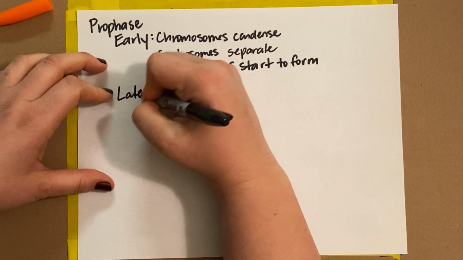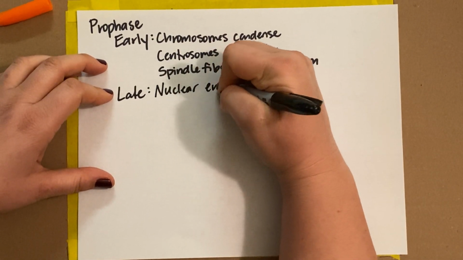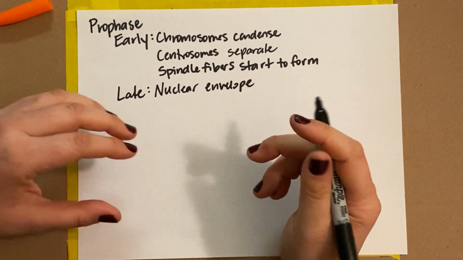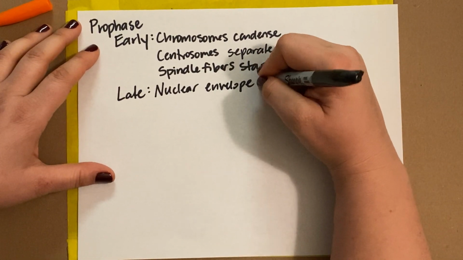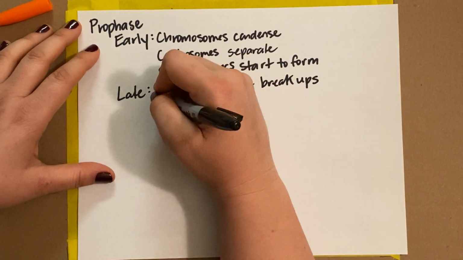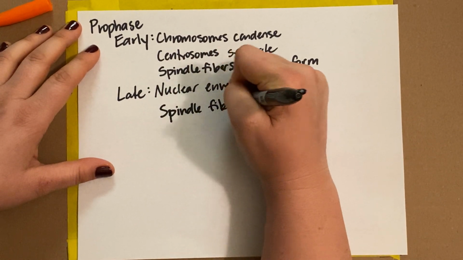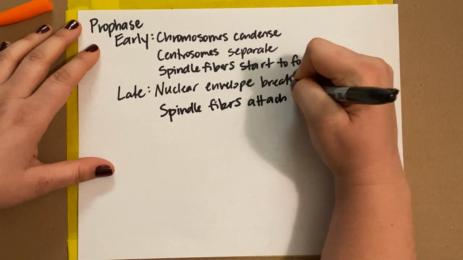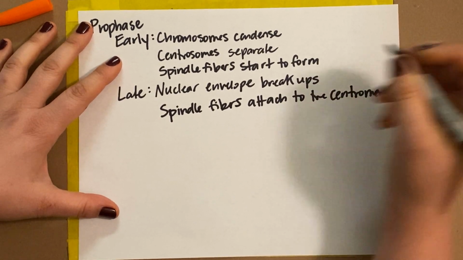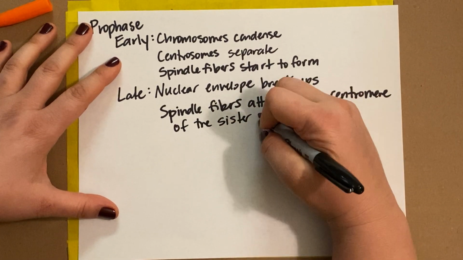During late prophase, we're going to have the nuclear envelope. Okay, so this is the structure that's keeping all the DNA inside of the nucleus. Nuclear envelope is going to break up, so it's basically dissolving. And we're going to have the spindle fibers attach to the centromere of the sister chromatids. And I will show you what this looks like.